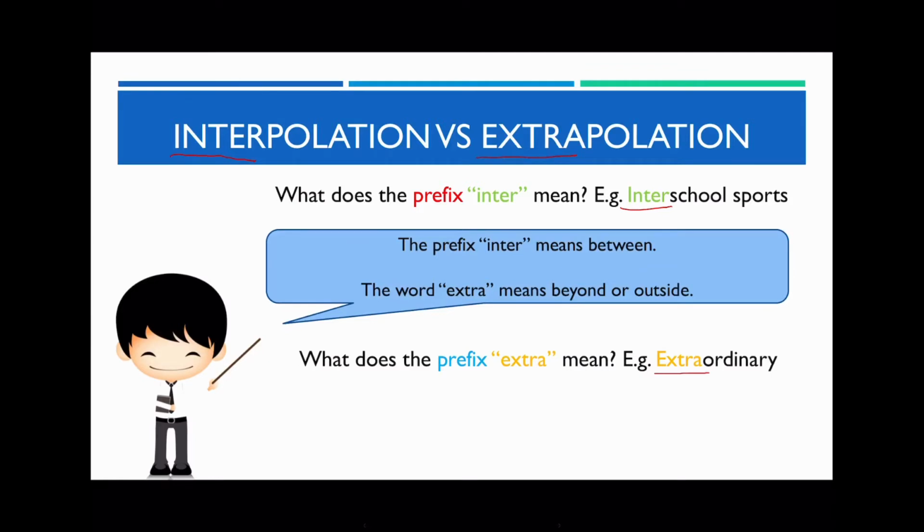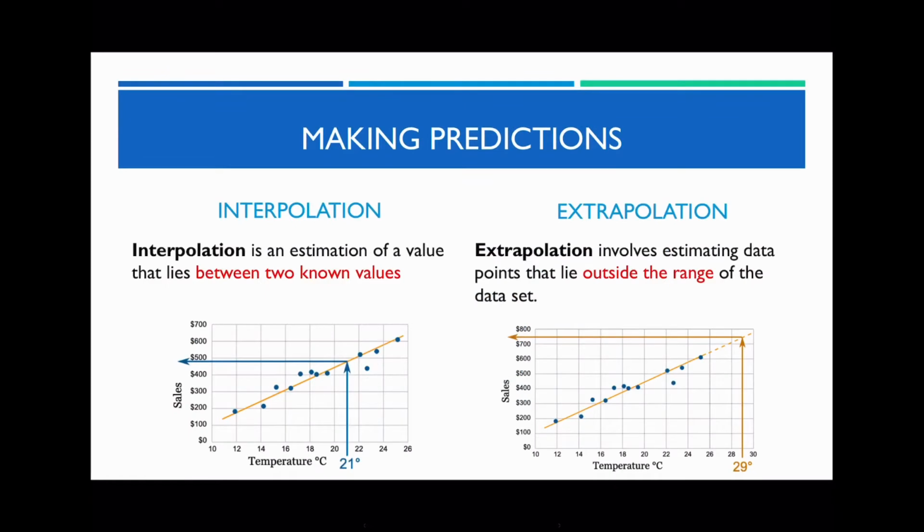Now, how is this going to help us understand what interpolation or extrapolation is? Well, I already told you that these two methods are just ways that we can predict values. Interpolation means you're estimating values that are found between known values, meaning that they are found within the actual data set itself, whereas extrapolation involves estimating values that lie outside of the range.